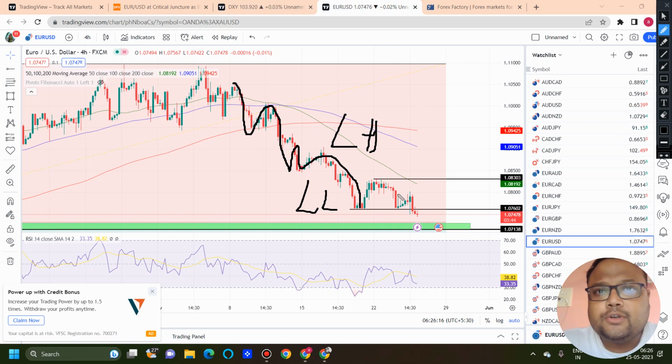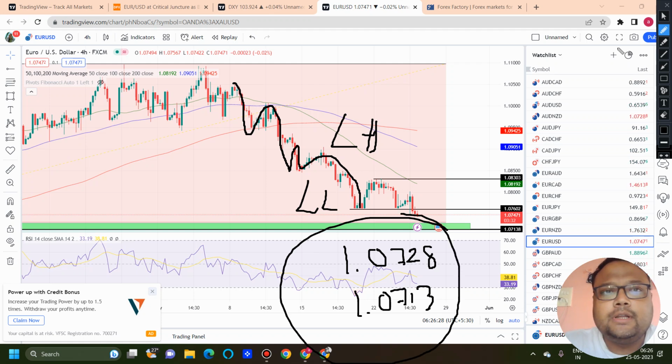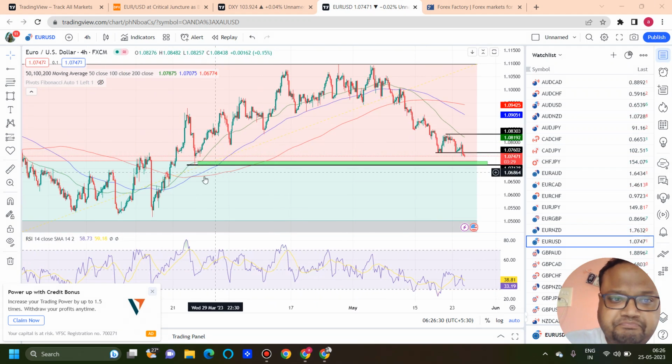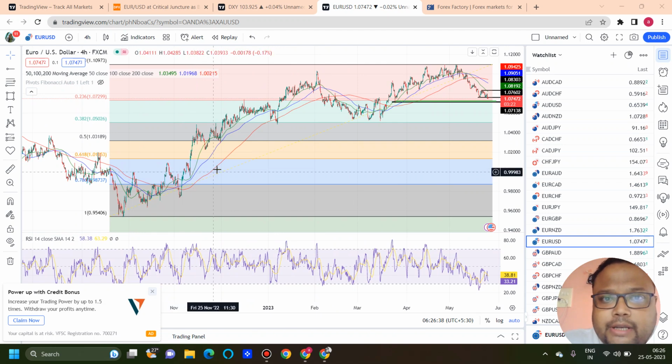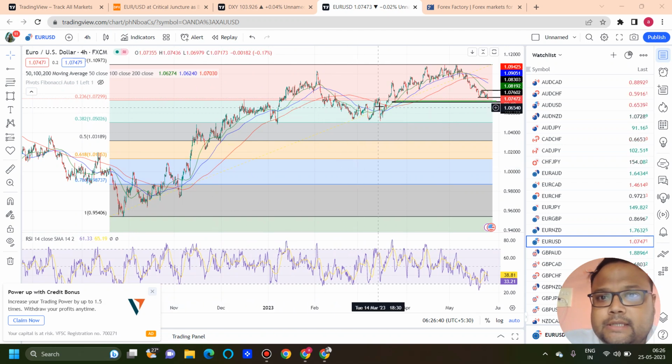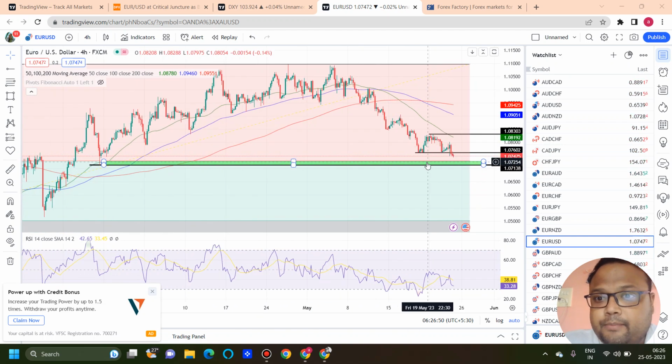But EURUSD is also approaching a very important support. The important support of 1.0728 to 1.0713. This is a very critical support on the chart of EURUSD. Let me show you. You can see here previously market has shown price rejection around this area, and if I zoom out the chart, then you can see that this is also the previous resistance acting as support, and also the Fibonacci 23.6% retracement level. So this level is very important.